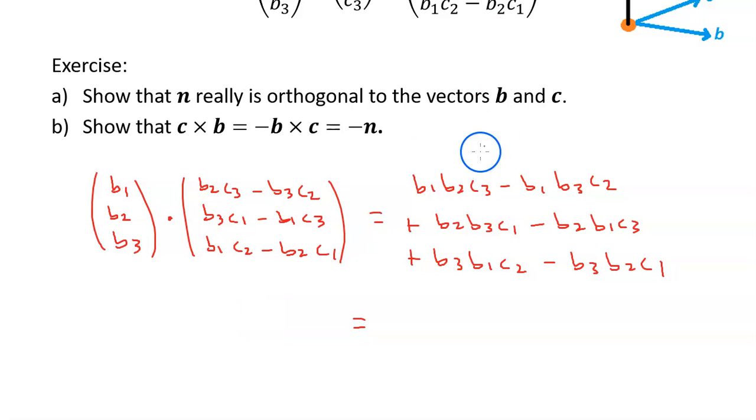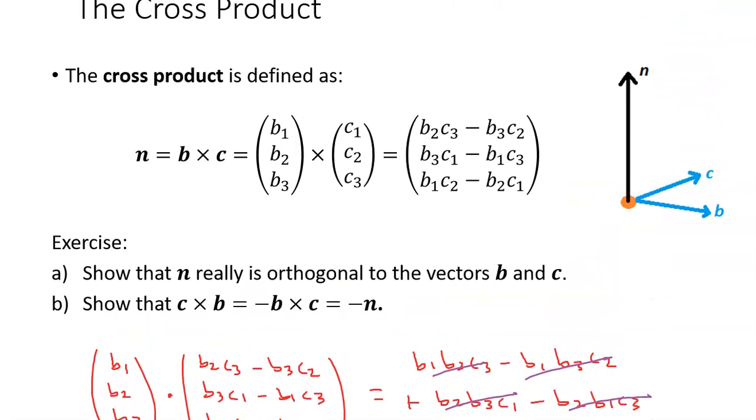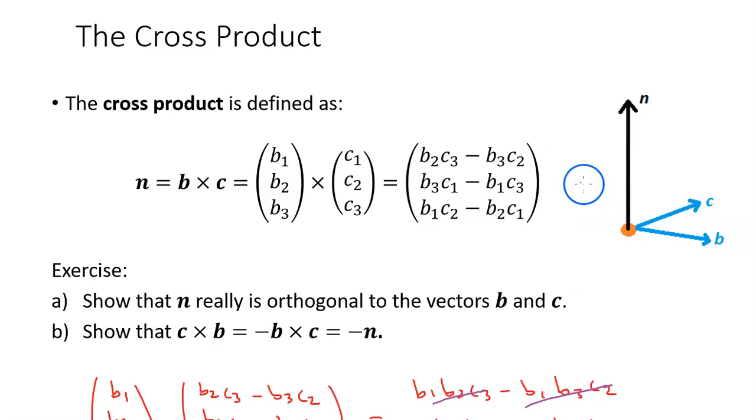And then we can observe that we get some cancellation. So B1, B2, C3 cancels with B1, B2, C3. B1, B3, C2 cancels with, where is it? There we go. And the other two cancel. And so we get 0. And similarly, n is orthogonal to C as well. You can do almost the same calculation.